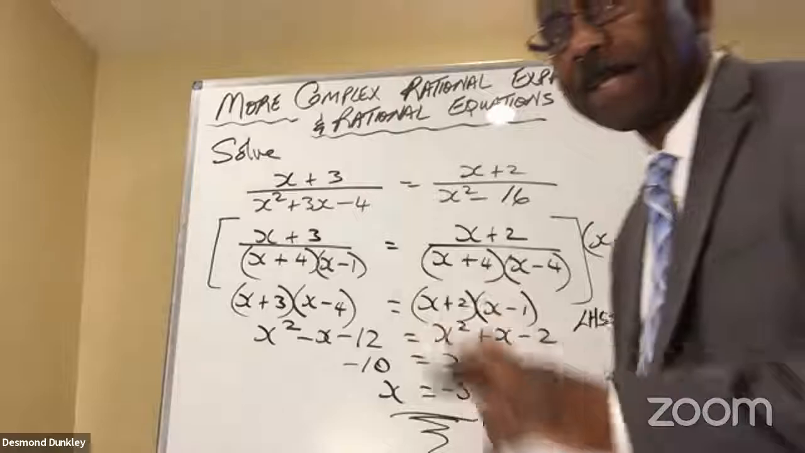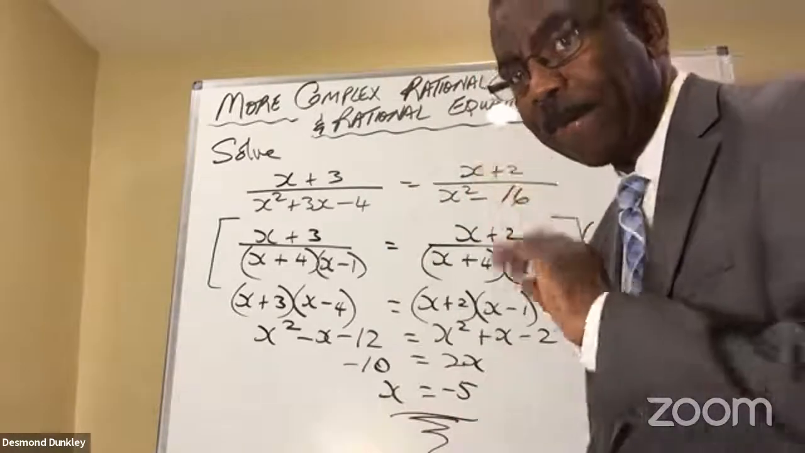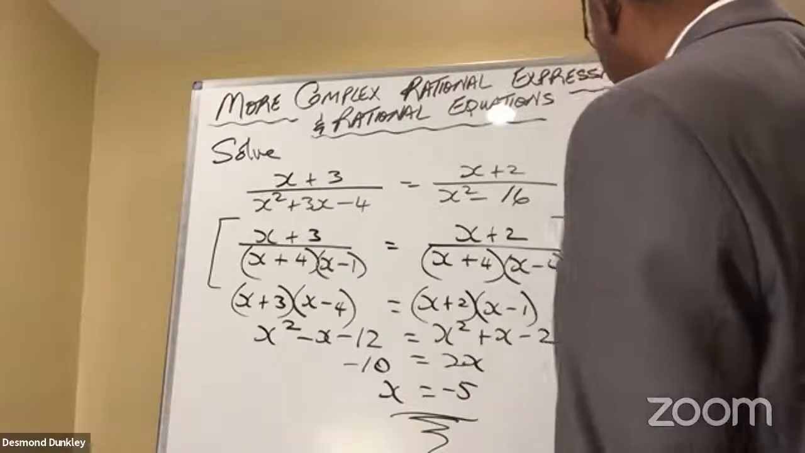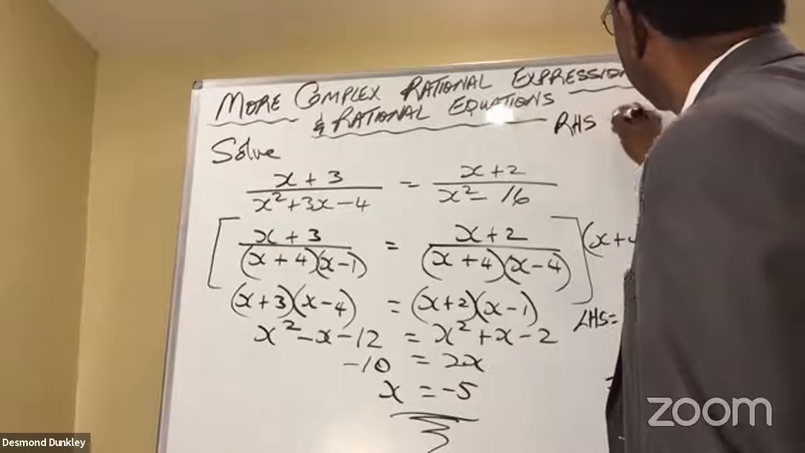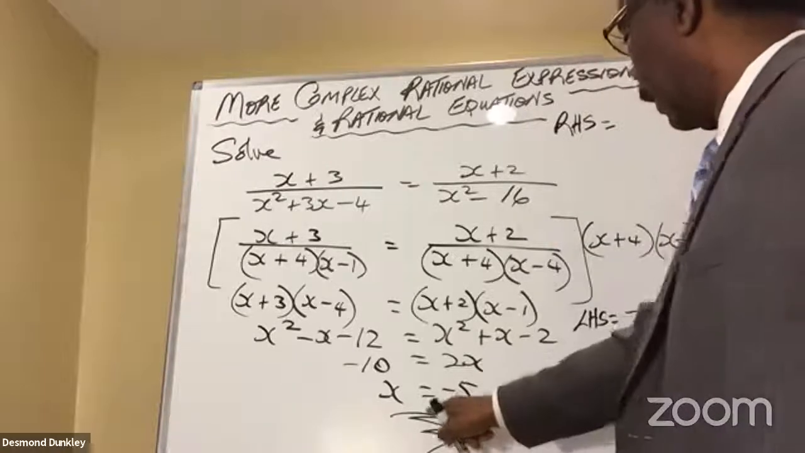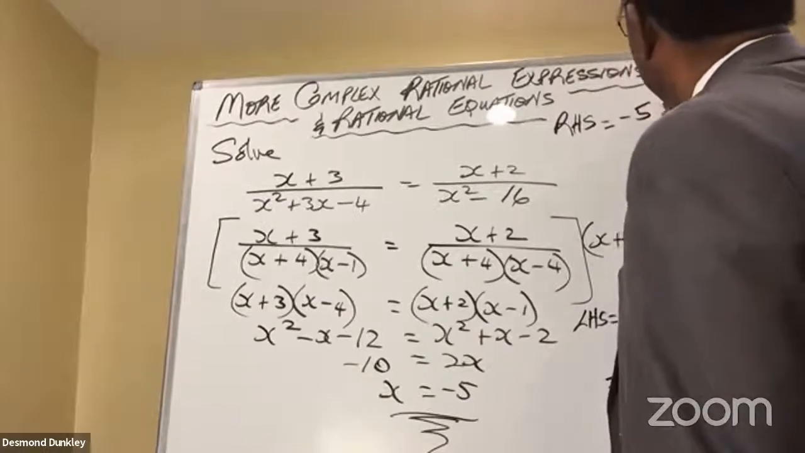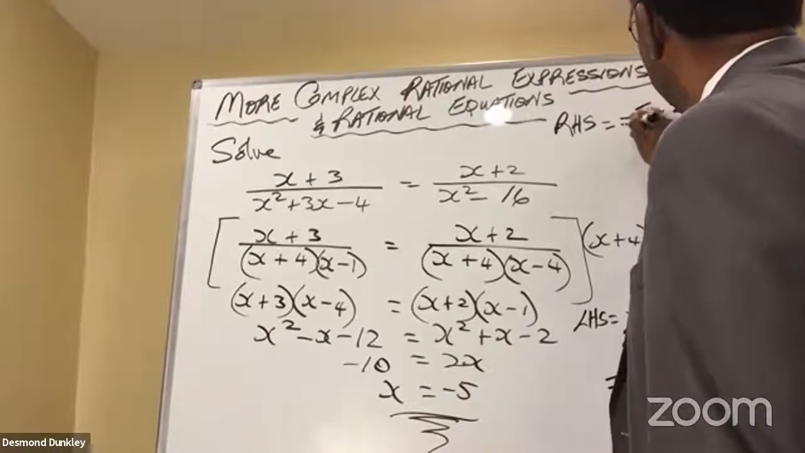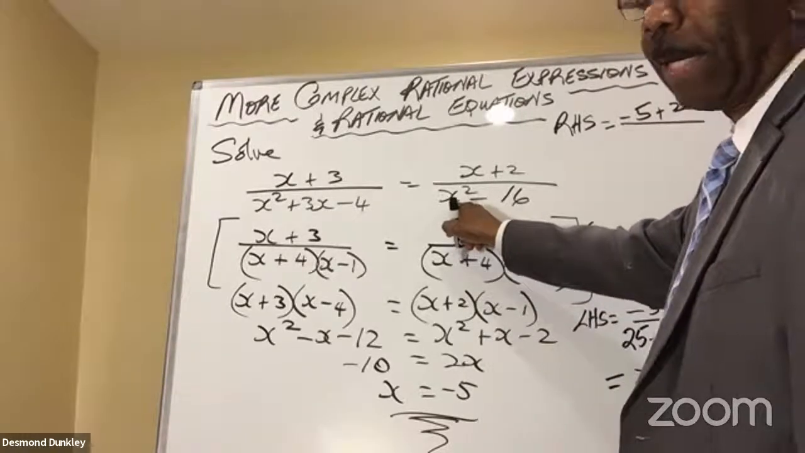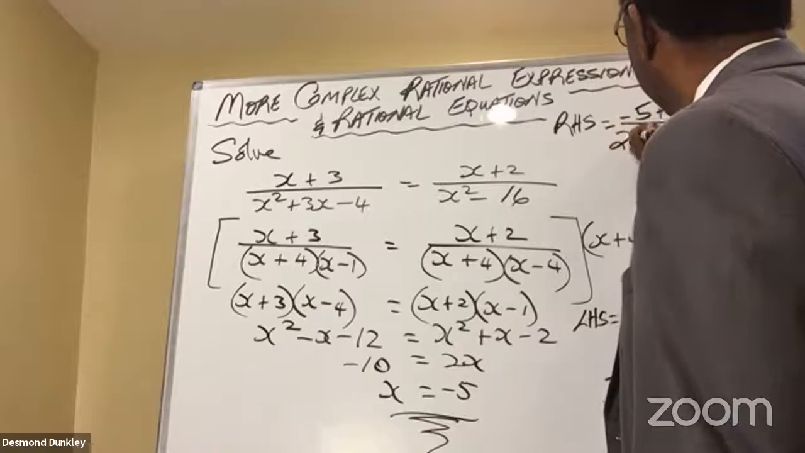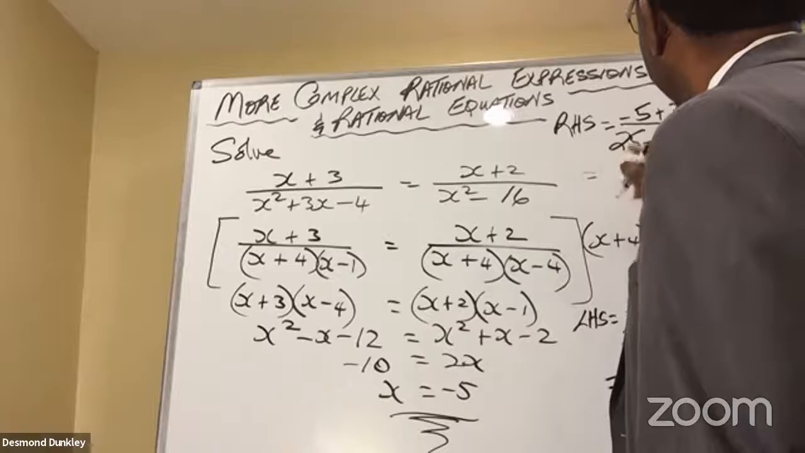Keep your fingers crossed. Hopefully the right-hand side works out to be the same thing. Otherwise we got knocked out. So let's go. Right-hand side is equal to, again, x is -5. So it's -5 + 2 over (-5) squared is 25, minus 16. What is that equal to?